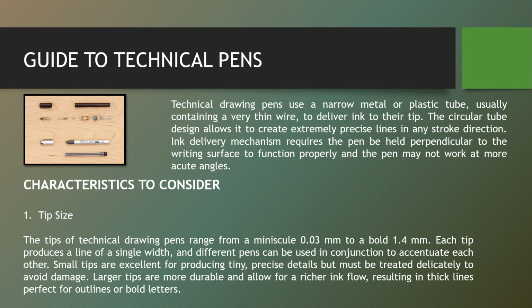And a characteristic to be considered is the tip size. The tips of technical drawing pens range from a minuscule 0.03 mm to 1.4 mm. Each tip produces a line of a single width, and different pens can be used in conjunction to accentuate each other. Small tips are excellent for producing tiny precise details, but must be treated delicately to avoid damage. Larger tips are more durable and allow the richest ink flow, making them perfect for outlines or bolder lettering.